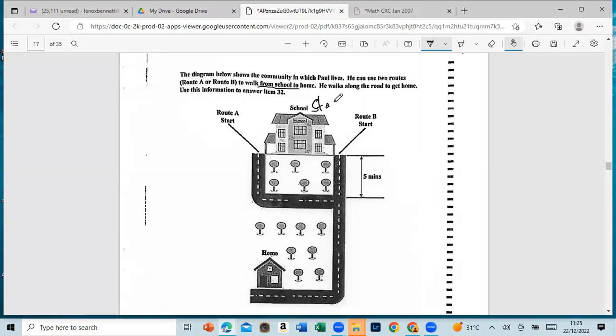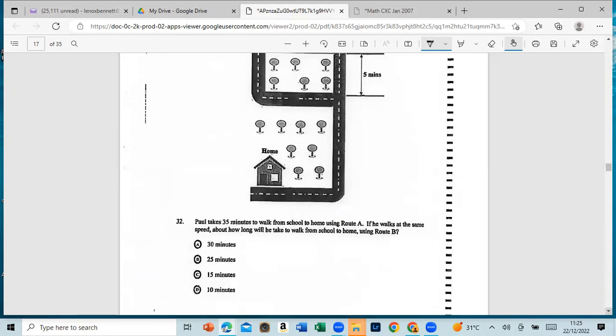All right. Let's see what the question says now. Paul takes 35 minutes to walk from school to home using route A. So route A, he takes 35 minutes. If he walks at the same speed, how long will he take to walk from school to home using route B?